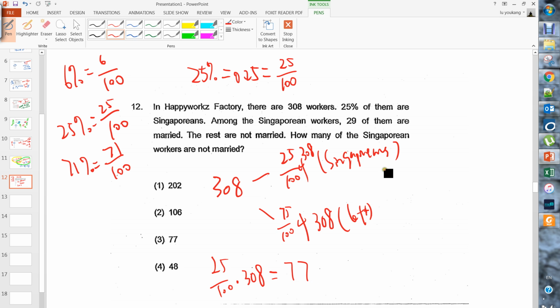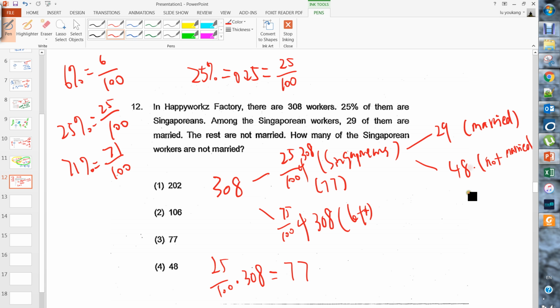So that means, in fact, you can write down here is 77. 77 Singaporean, 29 married. So not married is how many? How many? So this one is not married. 48. 很好. So it's 48, right?